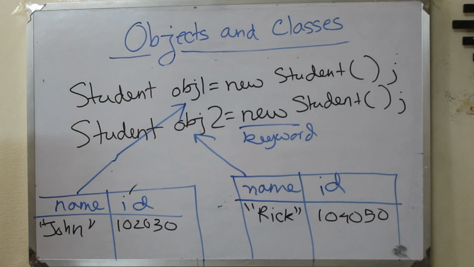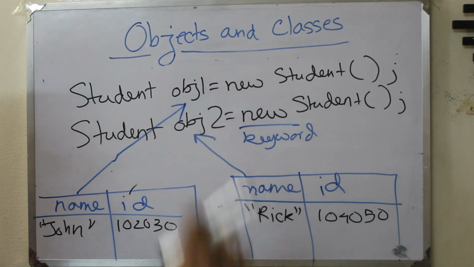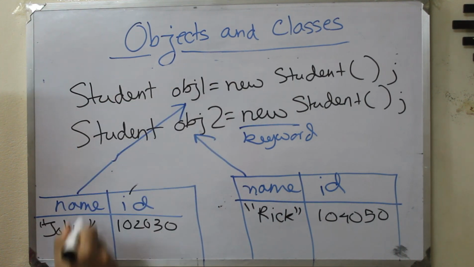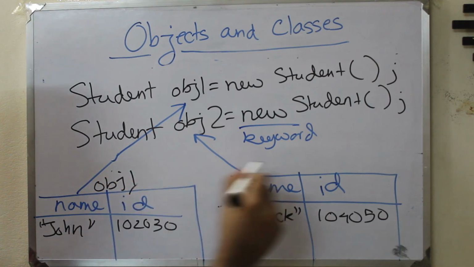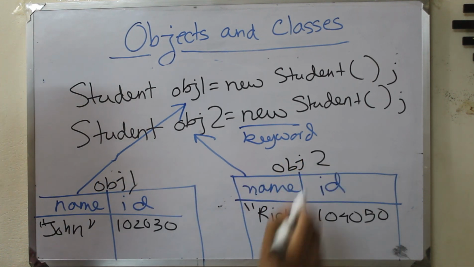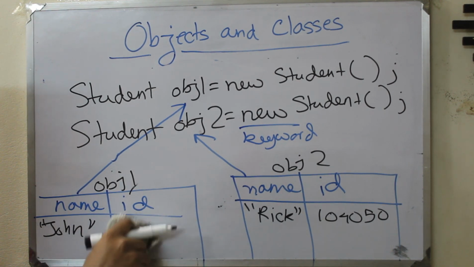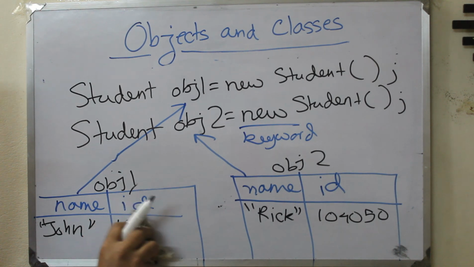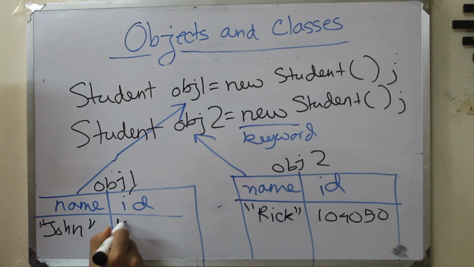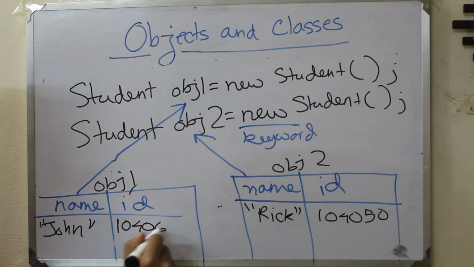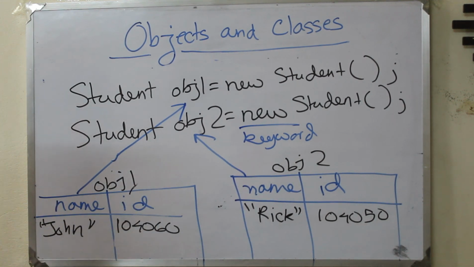Whenever we change the instance variable of obj1, this doesn't have any effect on the instance variable of obj2. For example, we change the ID of the first object obj1 and assign it a new ID, 10, 40, 60. It doesn't affect the other object. So this is the concept here: we're creating different objects of the class student.